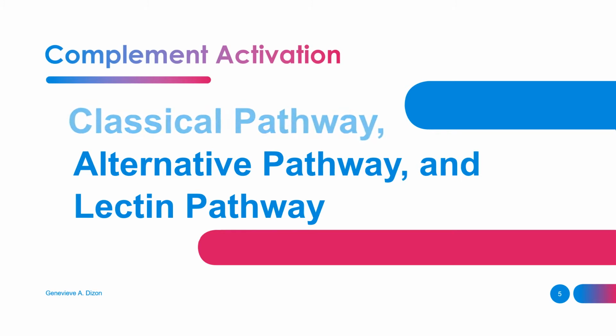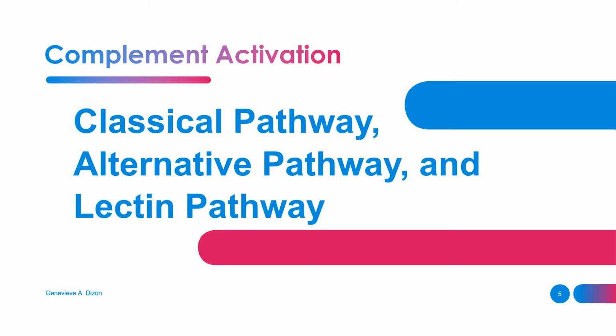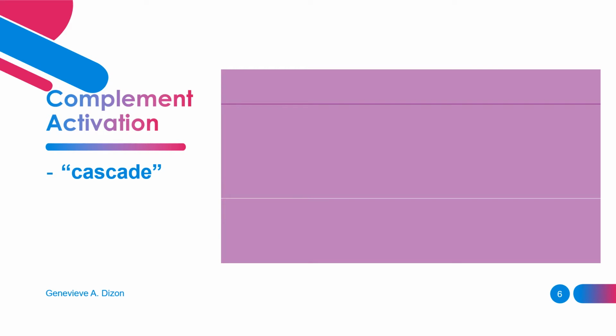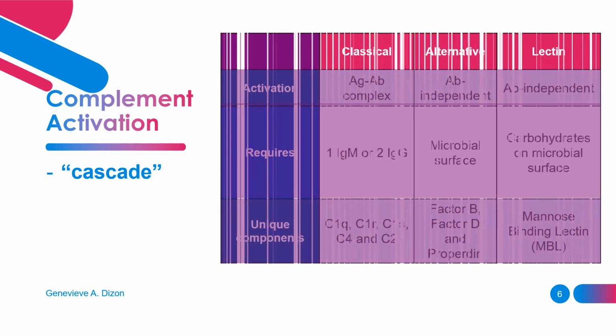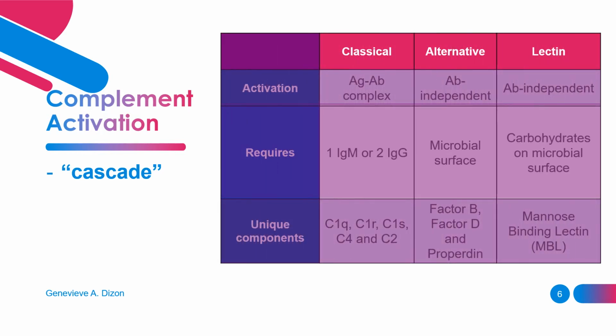There are 3 pathways involved in the activation of the complement system, and these are the classical pathway, alternative pathway, and the lectin pathway. The activation of the different complement components is often referred to as a cascade, which begins when one molecule is activated by certain reactions. And the 3 different pathways all involve the cascade of the different components.